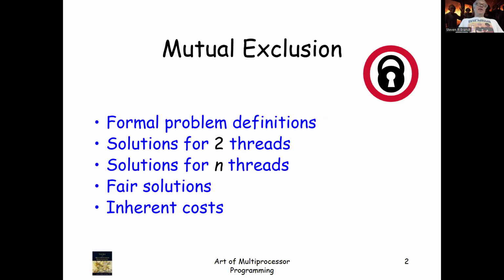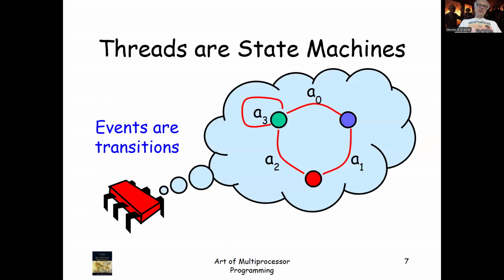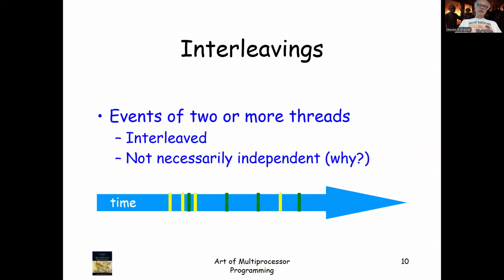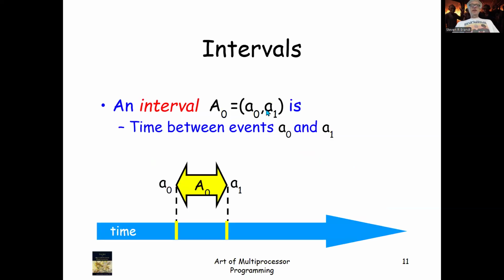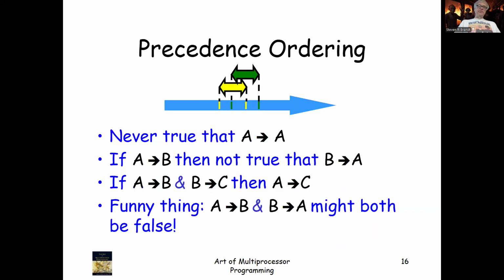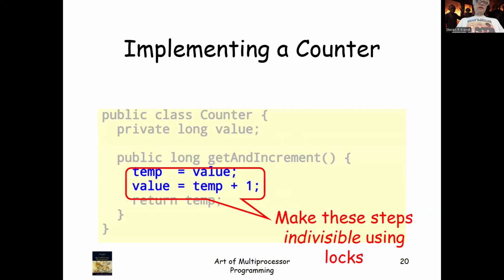So, all right, this is mutual exclusion. We're talking about two and n threads. Concurrent programming is hard. We have events. We have states. I don't think any of this is the stuff you need to see. Stop me if I'm wrong. We have these intervals, right, which is a range between two events, which can overlap or be disjoint. They can have precedence. We talk about the orderings. We can have repeated events, and we put a superscript for that. We talk about implementing a counter, and we want to make the, yes, Reagan.